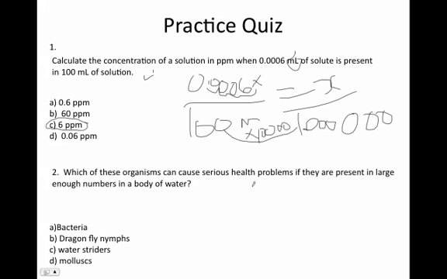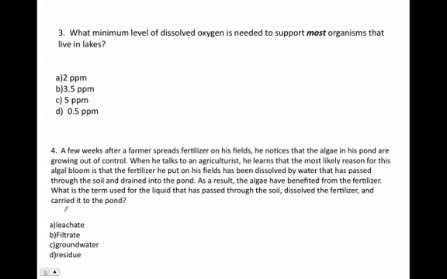Which of these organisms can cause serious health problems if they're present in large amounts? Bacteria, of course. What's the minimum level of oxygen to support most organisms that live in lakes? Probably the minimum level of dissolved oxygen to support lots of organisms is right about there. We know good oxygen is somewhere around 4 or less.